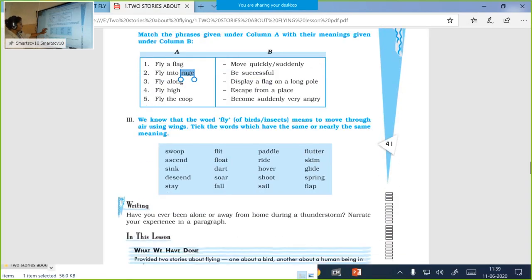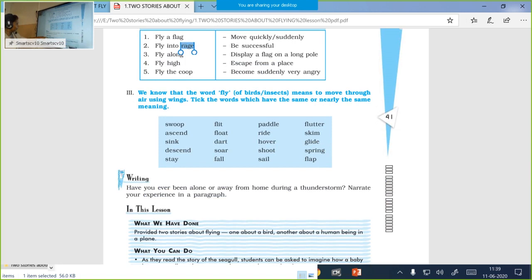The next exercise, you are given again words related to flight: swoop, ascend, sink, descend, stay, flit, float, dart, soar, and so on. You get a set of words and you are asked to pick out the words that are similar to or nearly the same as the word fly. So that's an assignment for you. You can go through all the words, and you can seek the help of a dictionary if you want, and then select words that have meanings similar to fly.